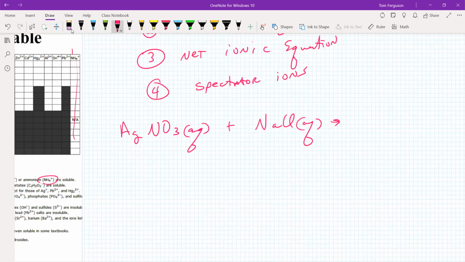Do they form a liquid? Is there a color change? Is there gas being given off? Is there heat given off? Is light given off? Okay, so the new combinations are, we're swapping the cations. That means the cations get swapped. So the silver goes to the chloride, the sodium goes to the nitrate.